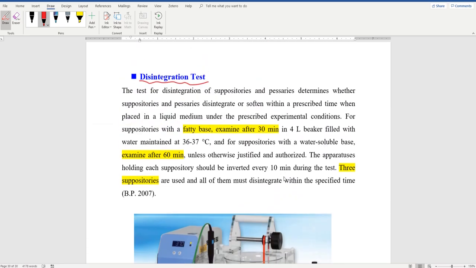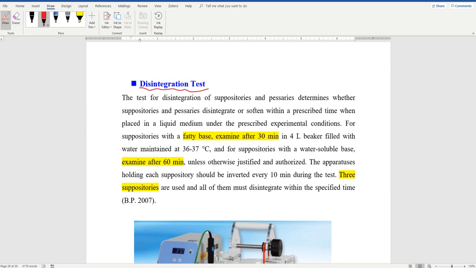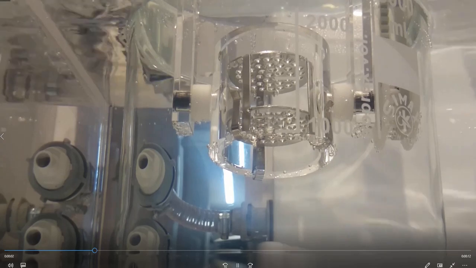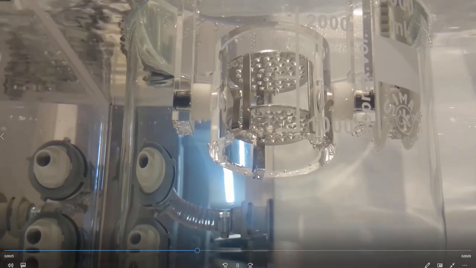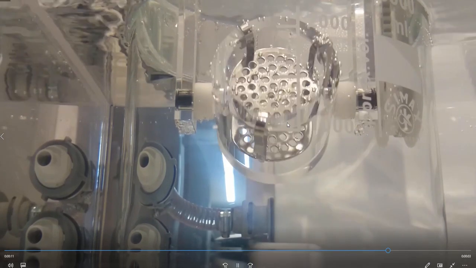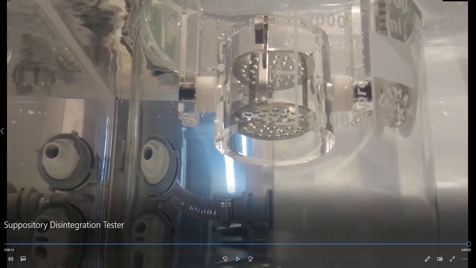I will show you a video about this. Of course, this video which I will show you does not show you the suppository itself, but it shows you the equipment and how it works. You see here the 2 discs fitted into the open cylinder from top and bottom. The suppository will be here. See, now it has flipped. So every 10 minutes this will happen.